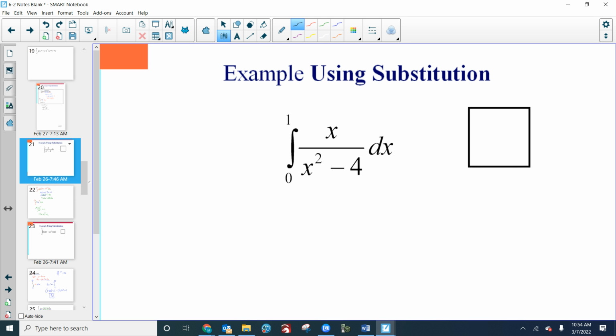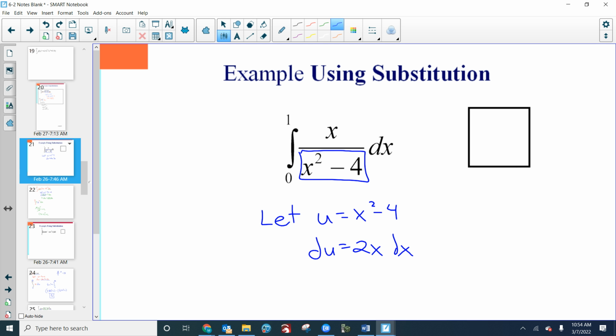Okay. Any ideas as to what to let u equal? Cool, x squared minus 4. Let's try it. Let u equal x squared minus 4. du is 2x dx. Well, I have an x dx, so I should multiply both sides by a half. So 1/2 du equals x dx. That's going to be a good substitution.